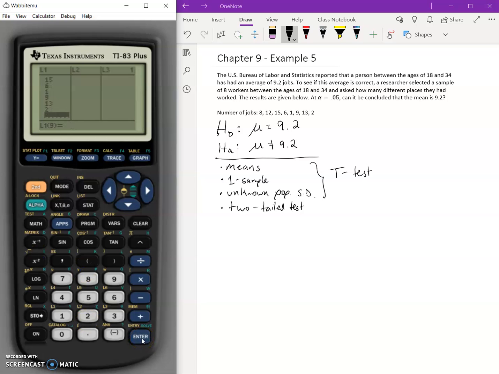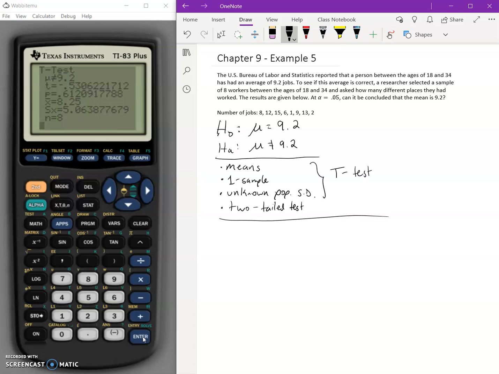Now that we have our data entered into L1, we press the stat button again and go over to our tests. We go down to the t-test and press enter. When we go to our data option, indeed, our data is entered into L1, that's good. Now mu sub 0, that's our null hypothesis, in this case 9.2. We go down to the frequency. All of these data values occurred just once, so we leave that as 1. Our alternative hypothesis in this case is not equal, so that's an easy choice. We go down and calculate this.